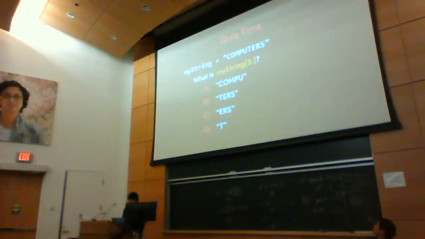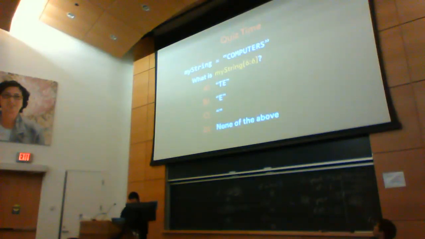All right, what if I do this? If I index a string from index 5 onwards, what do I see? Who says A? Who says B? Who says C? And who says D? Good. So it's TERS, which is indices 5, 6, 7, 8.